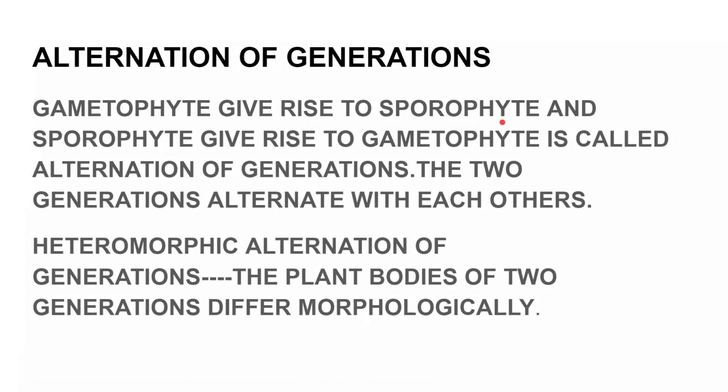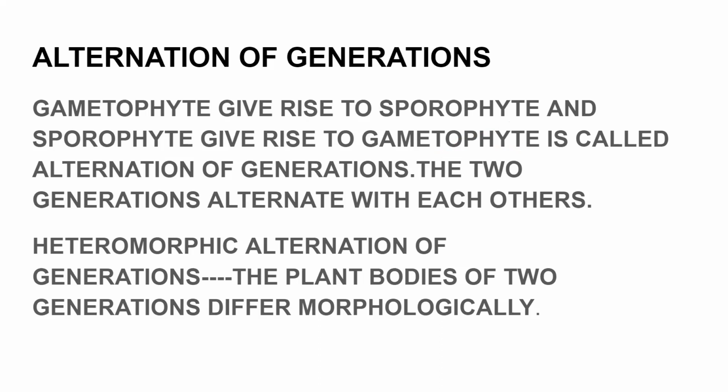Then the sporophyte bears sporogenous tissue. Sporogenous tissue forms spore mother cells. They will undergo meiosis and haploid spores are produced. Haploid spores will germinate to form the gametophyte. So the gametophyte will again bear sex organs, antheridia and archegonia. Fertilization will take place and the sporophyte will be produced.